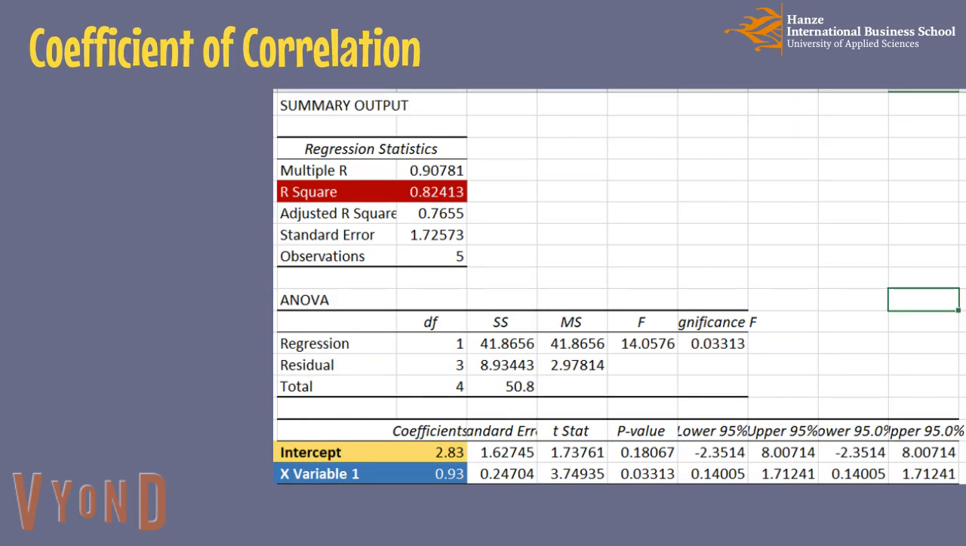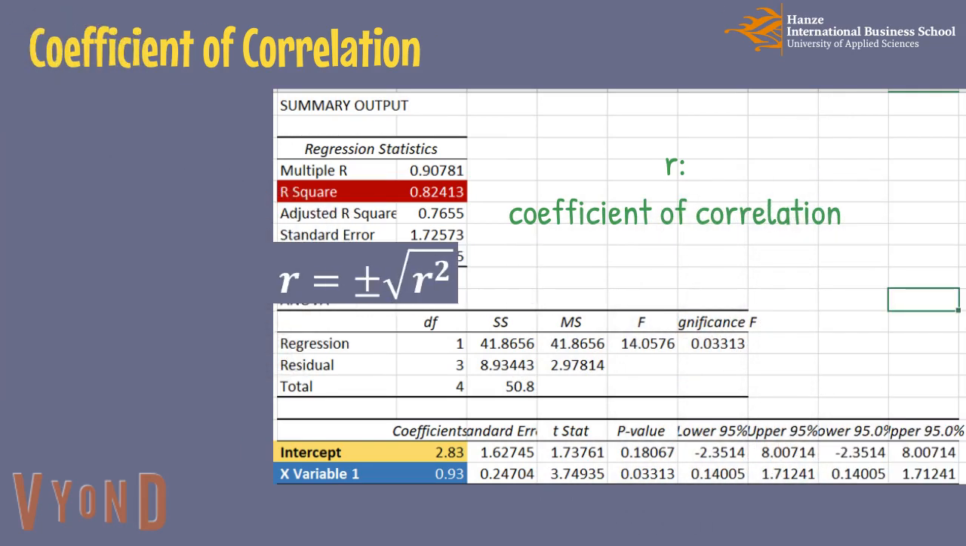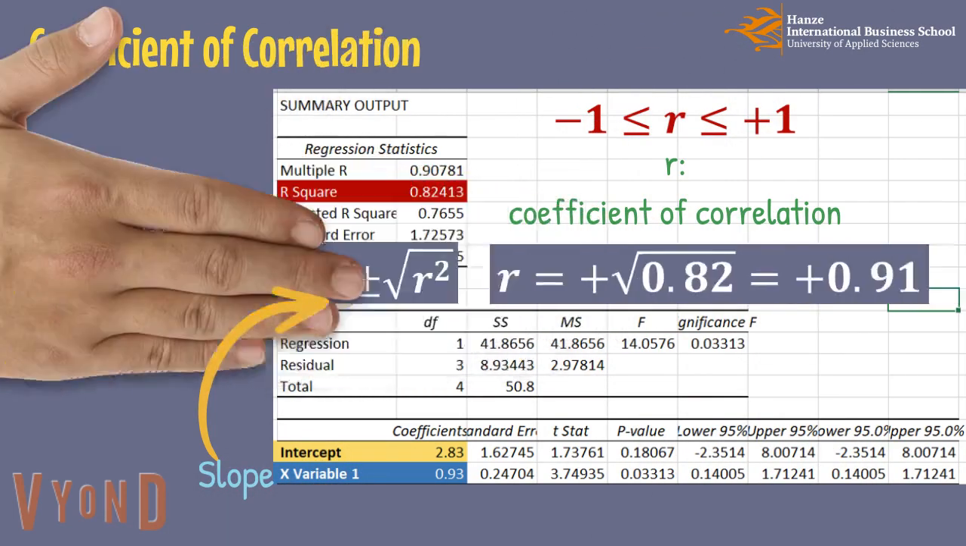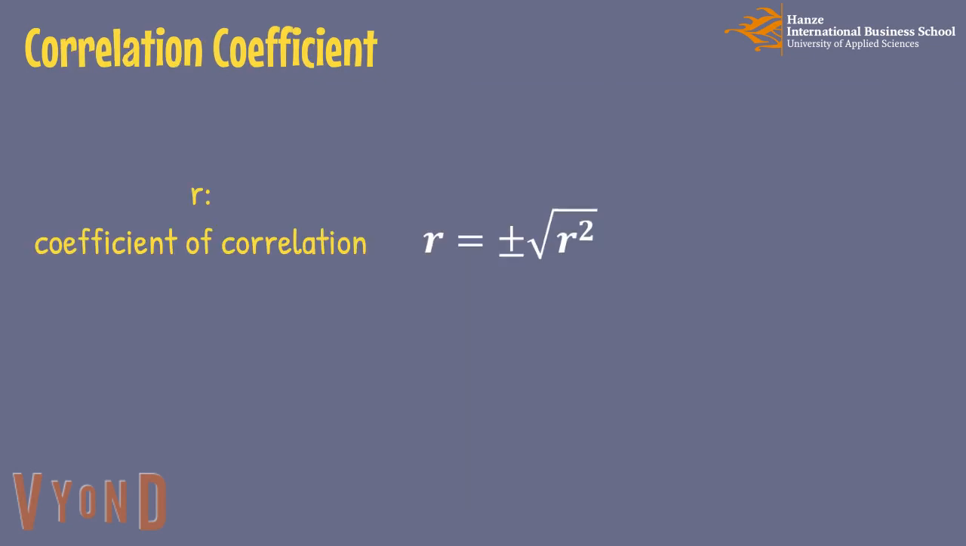The coefficient of correlation, R, comes from the square root of R squared. But don't forget that you need to put the negative or positive sign in front of the value. And this is decided by the B, your slope. In the current case, R squared is 0.82 and R is 0.91. Because the B slope is positive, so the R is positive. This indicates it's a positive relationship.